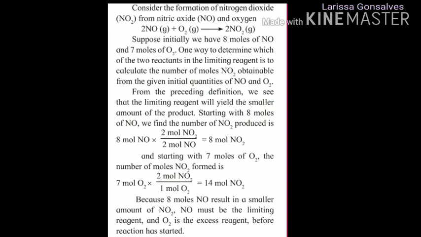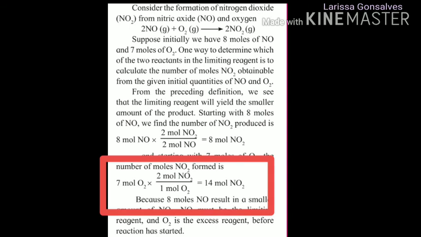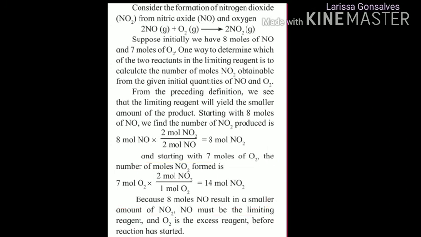Now we will calculate using oxygen with 7 moles. So 7 moles of oxygen into 2 moles of nitrogen dioxide divided by 1 mole of oxygen. And the answer we get is 14 moles of nitrogen dioxide. So if you compare the two answers, that is 8 and 14, we know 8 mole is smaller and hence nitric oxide is going to be the limiting reagent while oxygen is going to be the reagent which is in excess. So this was all about limiting reagent.